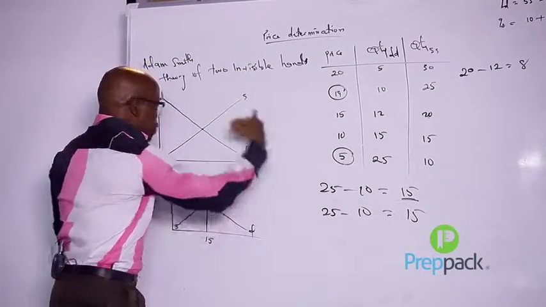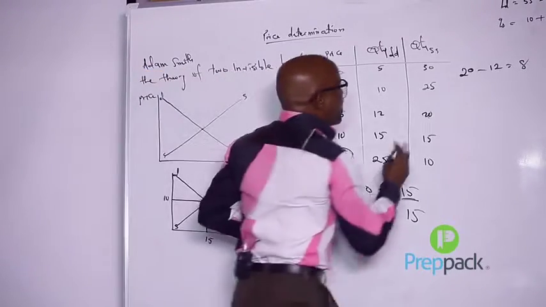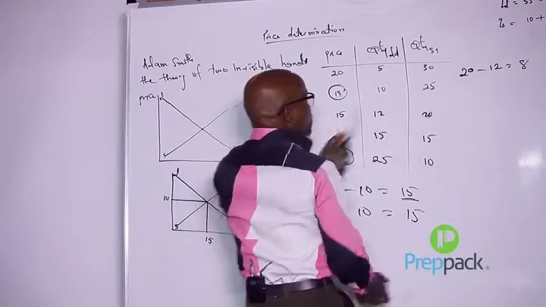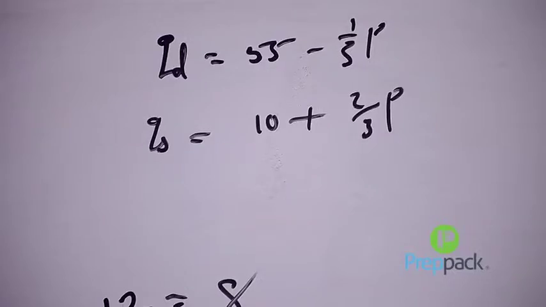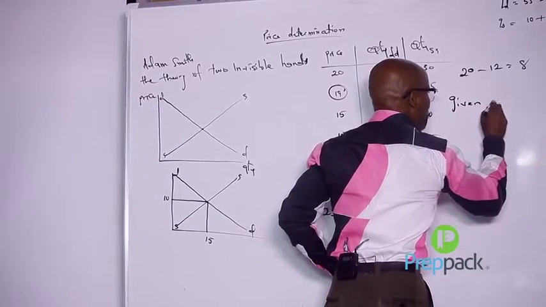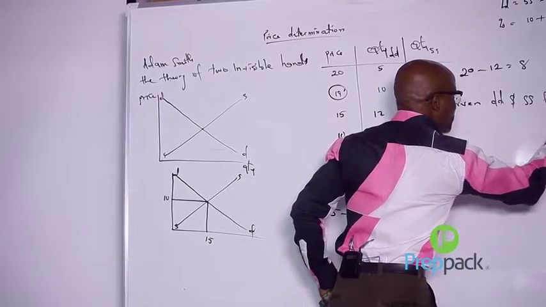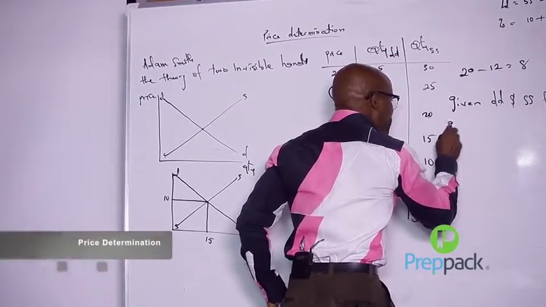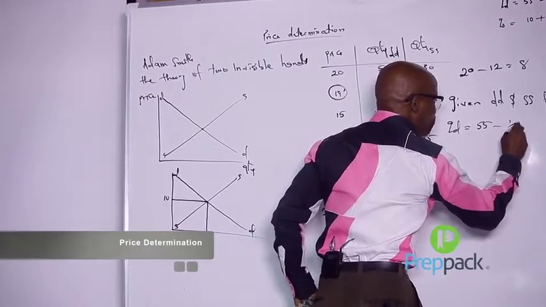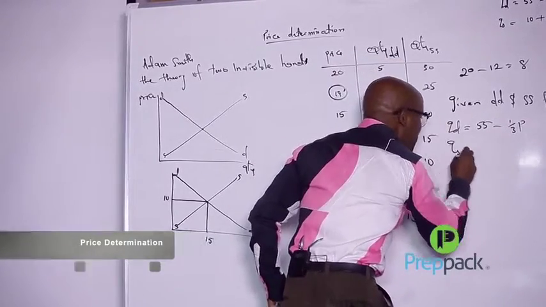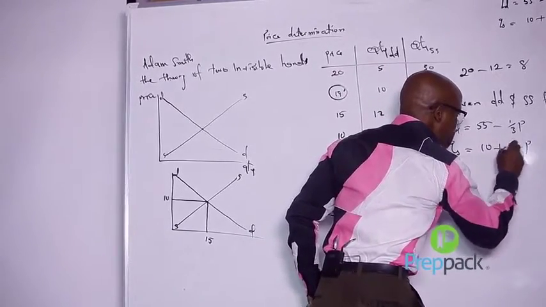Now finally, to corroborate all of this, let's prove it with a question. The question says, given demand and supply functions as QD equals 55 minus 1 over 3P, then QS equals 10 plus 2 over 3P respectively.